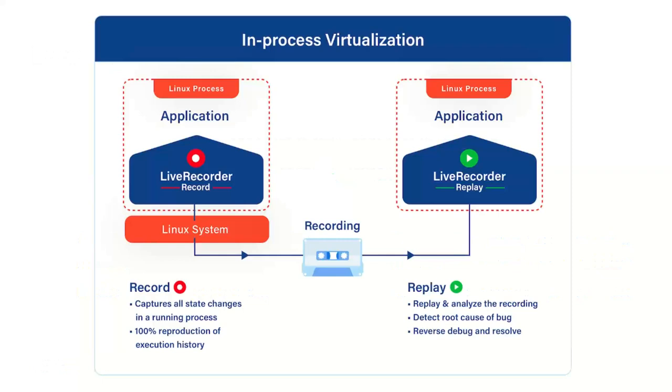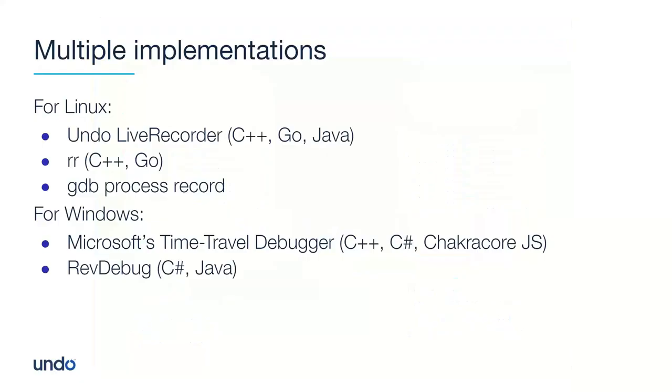We actually do use this in undo.io. We use this in-process virtualization technique to capture all of that non-deterministic state in a lightweight way. But I said at the beginning that there are multiple implementations of this. I think this is a technique whose time has come. Live recorder is what we do at undo.io, and we just saw the demo. It works with C++ and Go and Java programs and some others as well, but those are the main languages we support right now. There's an open source thing called RR, which is pretty good actually. It stands for record and replay.